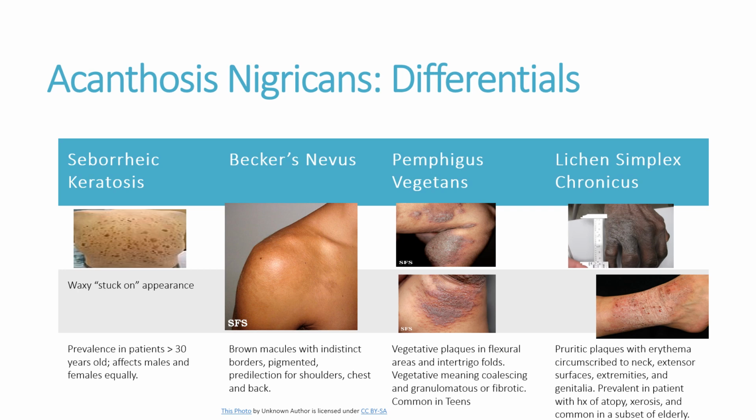It's prevalent in teens. Lichen simplex chronicus: they are pruritic plaques with erythema circumscribed to the neck, extensor surfaces, extremities, and genitalia. It is prevalent in patients with history of atopic disease, xerosis, which is dry skin, and common in a subset of elderly patients.